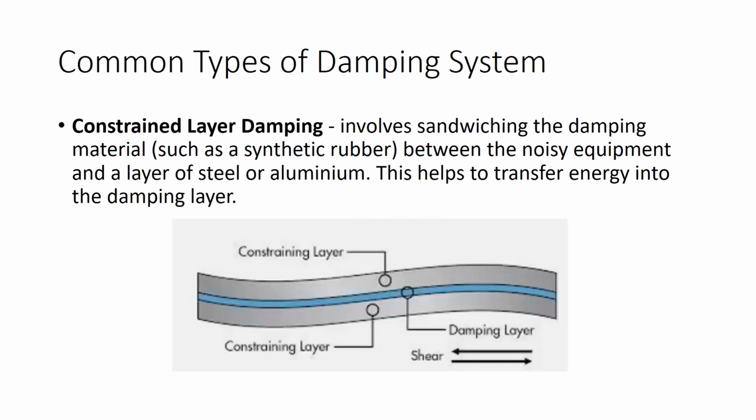Second is constrained layer damping, which involves sandwiching the damping material, such as synthetic rubber, between the noisy equipment and a layer of steel or aluminum, which helps to transfer energy into the damping layer. Constrained layer damping is commonly used to minimize unwanted vibration. This is a technique for suppression of vibration. Typically, a viscoelastic or other damping material is sandwiched between two sheets of stiff materials that lack sufficient damping by themselves.